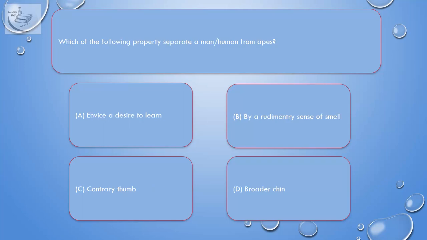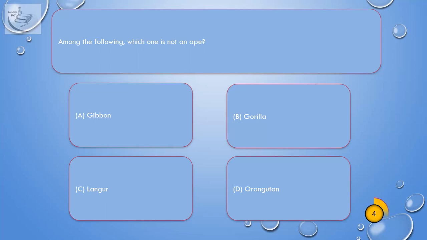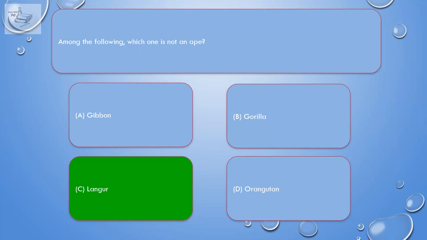Question: Which of the following properties separate a man, human from apes? A. Envies a desire to learn. B. By a rudimentary sense of smell. C. Contrary thumb. D. Broader chin. Correct answer is A. Envies a desire to learn. Question: Among the following, which one is not an ape? A. Gibbon. B. Gorilla. C. Langur. D. Orangutan. Correct answer is C. Langur.